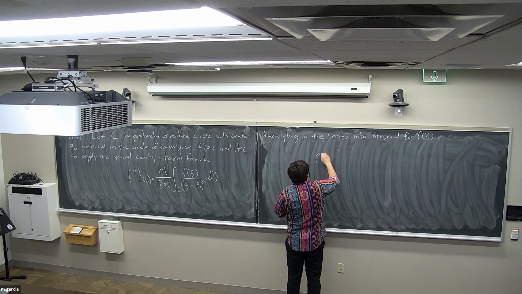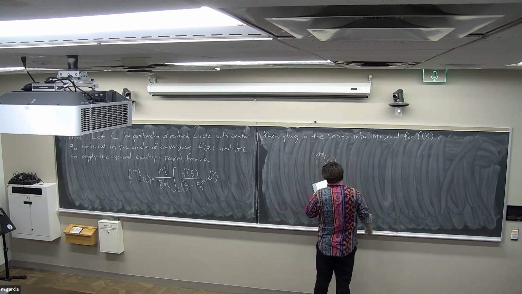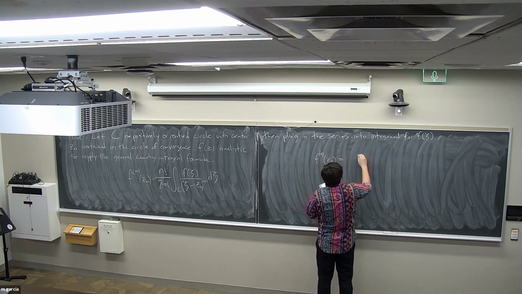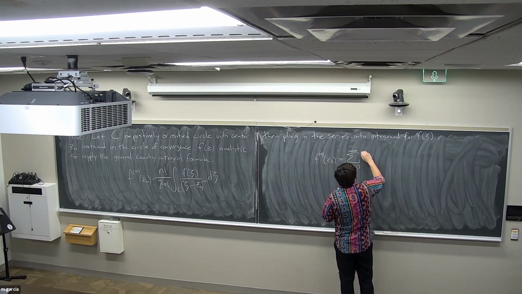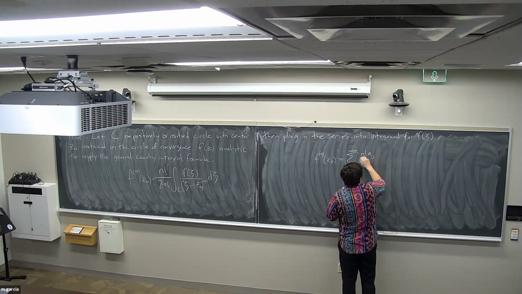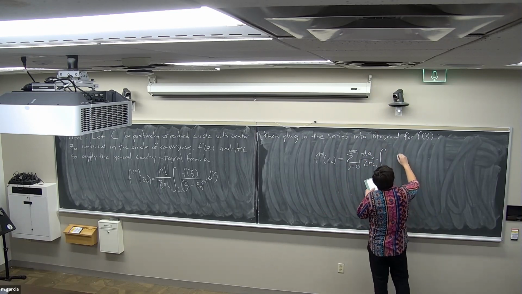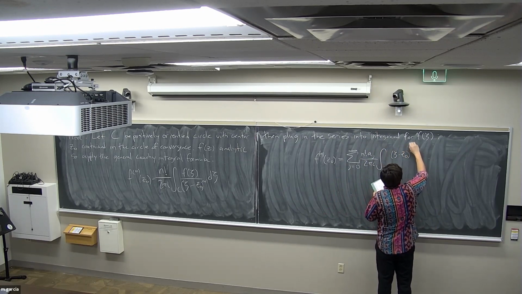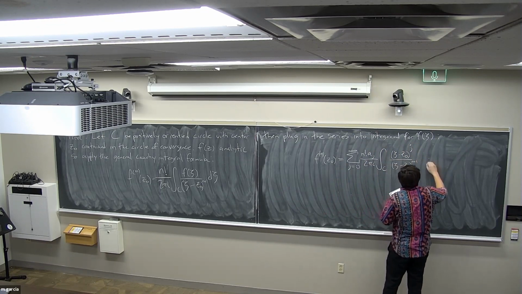We get the nth derivative of f evaluated at z naught is equal to the sum from j equals 0 to infinity of n factorial a sub j divided by 2 pi i times the integral around C of zeta minus z naught raised to the j divided by zeta minus z naught to the n plus 1 d zeta.